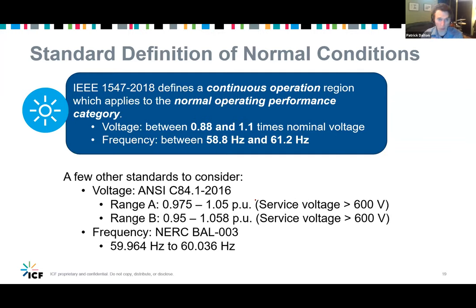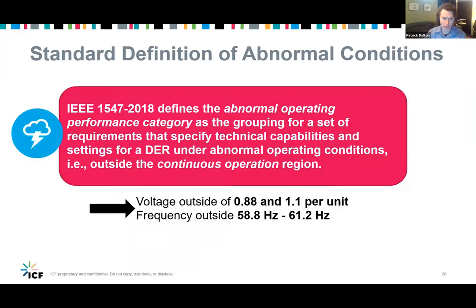So that's a wider band than ANSI C84.1 range A displayed below, which is central to how the limits or thresholds that utilities use for maintaining voltage. Often they're required to by regulation maintain voltage within that range. So DER is considering a wider range of both voltage and frequency to mark normal conditions. And then abnormal is simply anything that's really outside of that voltage and frequency that we were just looking at.